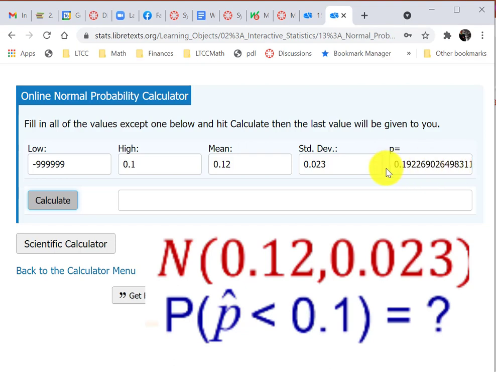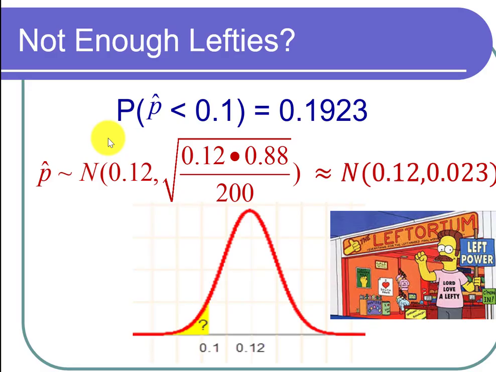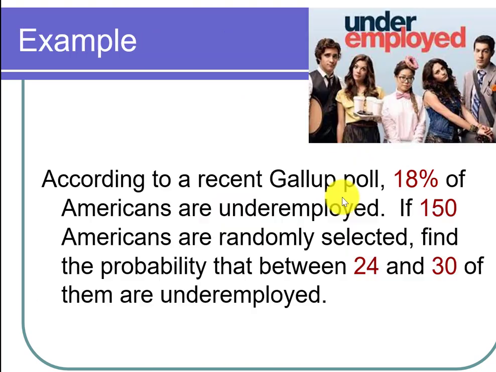So now I can go and answer the question. I can say that the probability that P hat is less than 0.1, or that out of those 200 in the sample, we get fewer than 20 lefties, is about equal to 0.1923. So not too small a probability. All right, let's look at another example.